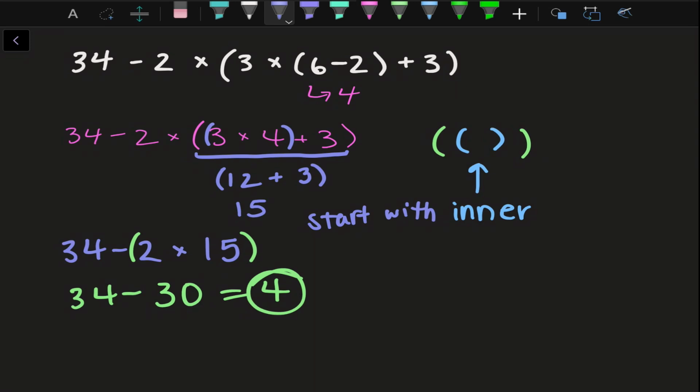Start with the inner set. Okay? That's a big thing to take away from there.